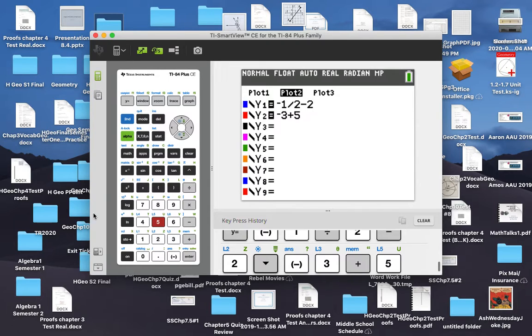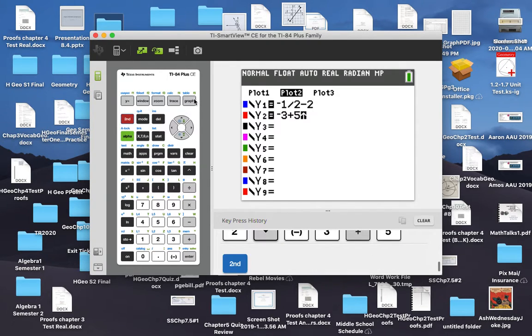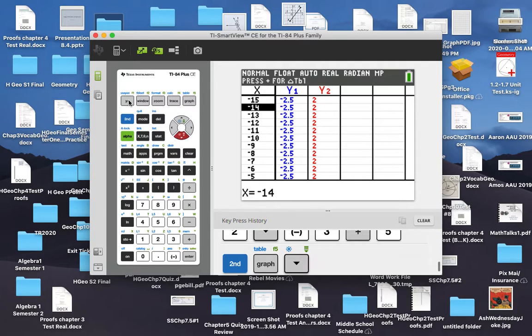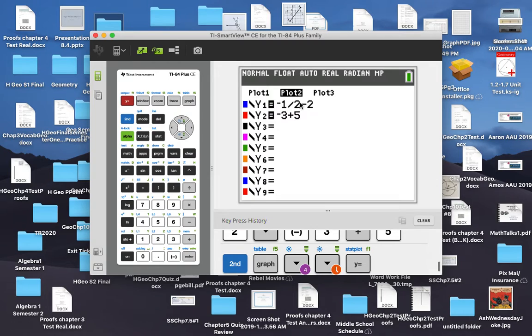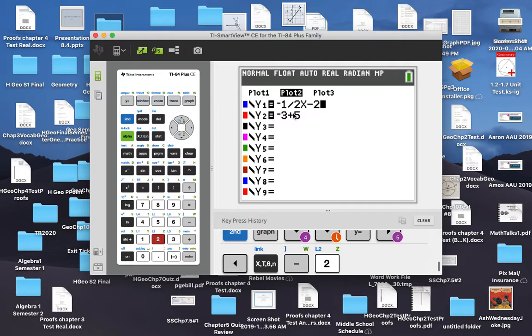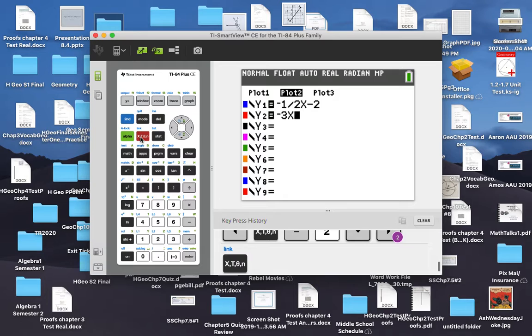Then I'm going to hit second and then table. Then it gives me a list of values. Oh, that doesn't look right. That's not right at all. So let me go back. -1/2, and I'm going to hit this button here next to alpha for x. There you go. -2. There we go. And this is going to be -3x plus 5.